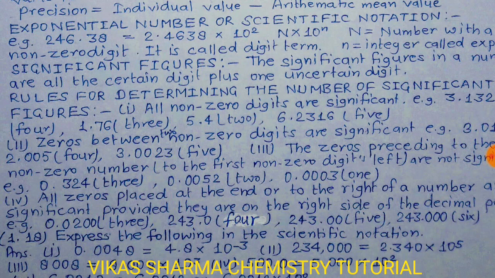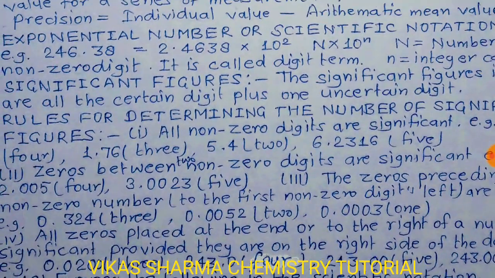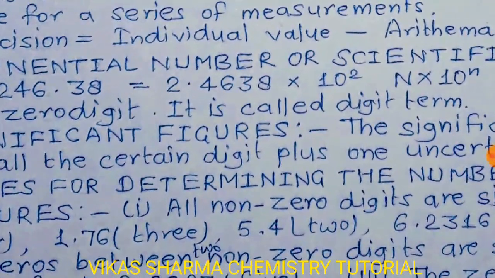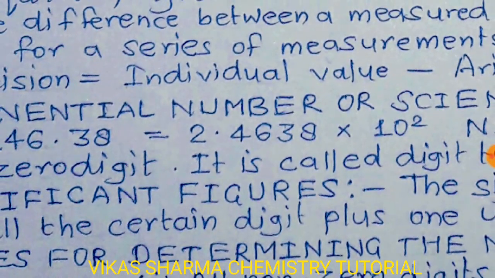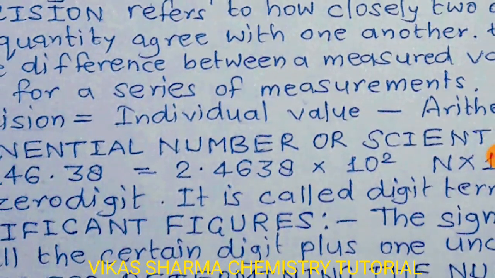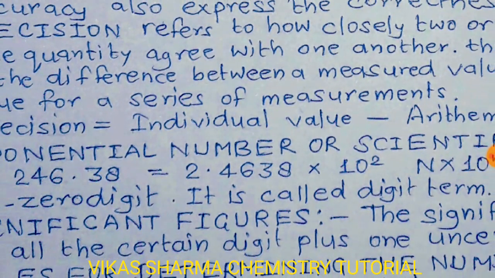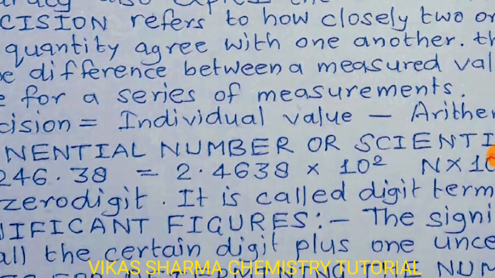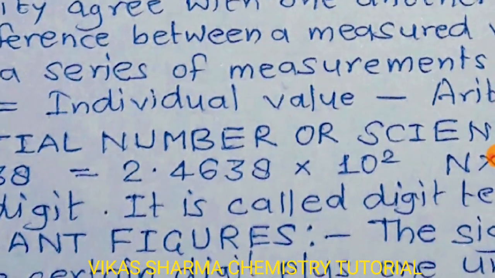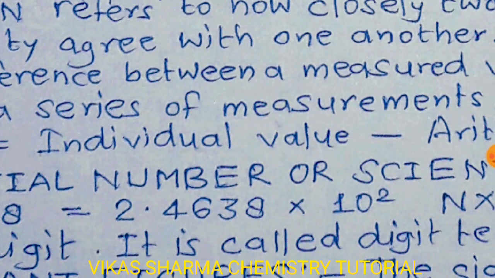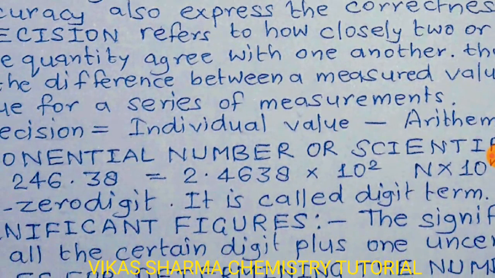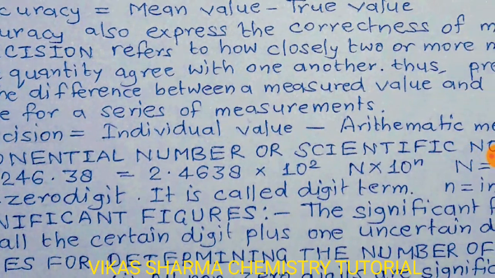How can we write an ordinary number into scientific notation? This is the topic of today. For example, if the given number is 246.38 and the question asks you to convert this number into scientific notation, you convert it into 2.4638 into 10 to the power 2.